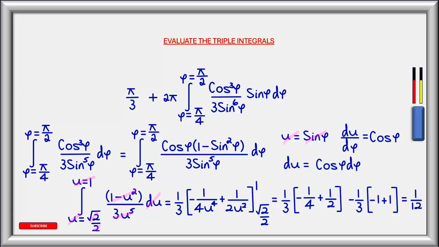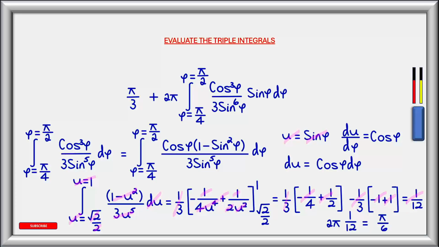And using the power rule, this evaluates to 1/3 into the bracket of minus 1 divided by 4 u to the power of 4 plus 1 divided by 2 u squared. And if we plug in the limits of integration, we have 1/3 into the bracket of -1/4 plus 1/2, minus 1/3 into the bracket of -1 plus 1, which equals 1/12. And multiplying this result by 2 pi found here, we have 2 pi multiplied by 1/12, which gives pi by 6.